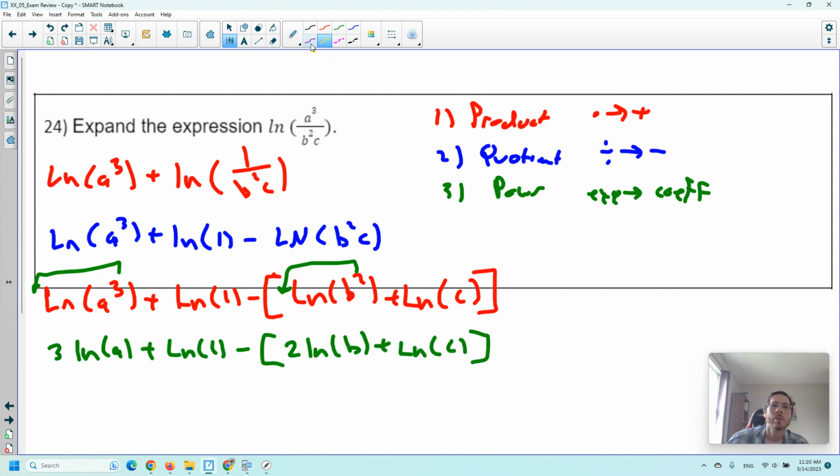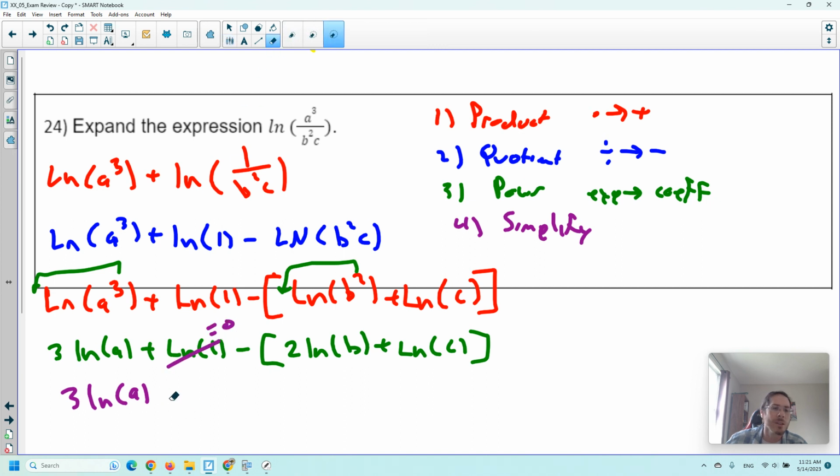And then step 4, the final step, is to simplify. So if we're going to simplify, 3 ln A doesn't simplify. ln of 1 does. ln of 1 is 0, so it turns out we don't need anything here. We'll go ahead and get rid of that plus sign. So minus 2 ln B.